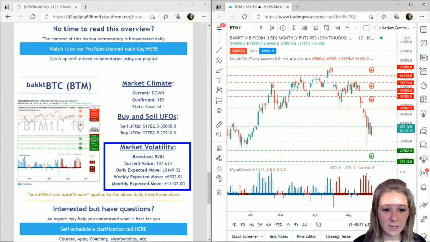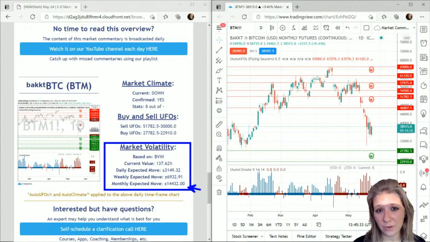The volatility is high, 137.62% in a year, which in 1 day means a movement up or down of 3,149.32. In 1 week, up or down of 6,932.91. And in 1 month, up or down of 14,432. So it's likely to move a lot.